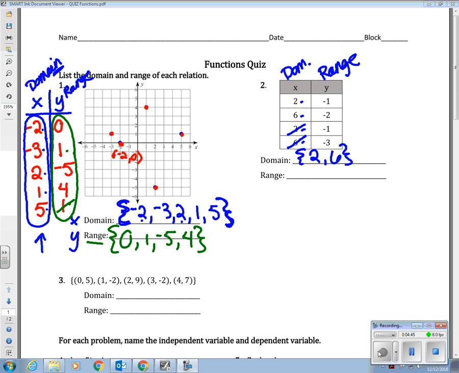That's my domain. That's it. Just these two numbers need to go for my domain. Again, make sure you have your braces. Make sure you do not duplicate numbers.